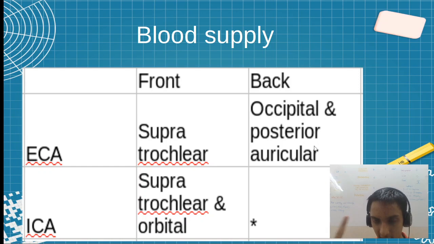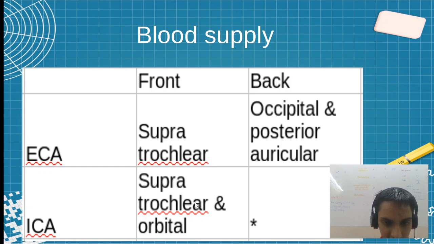Just remember, I'll give you a trick. Just remember occipital. The word occipital is there. Here P. P is posterior. Here letter A, auricular. That's it. So if you just remember occipital and this letter P and A, sufficient. Because P is posterior, A is auricular. I told you.